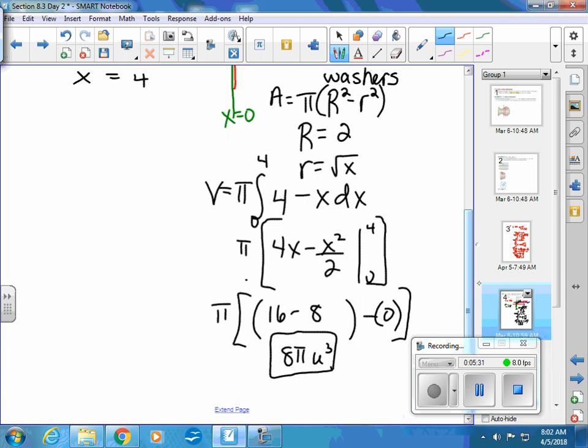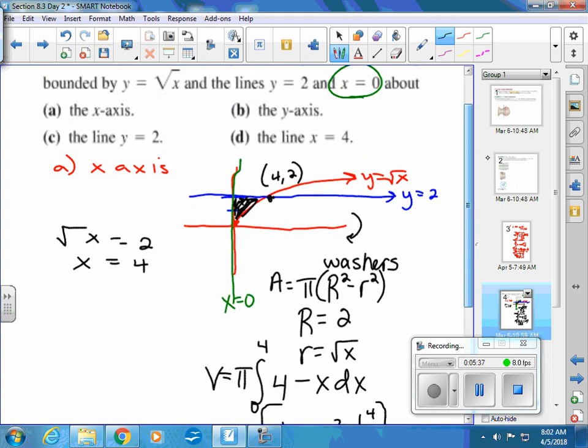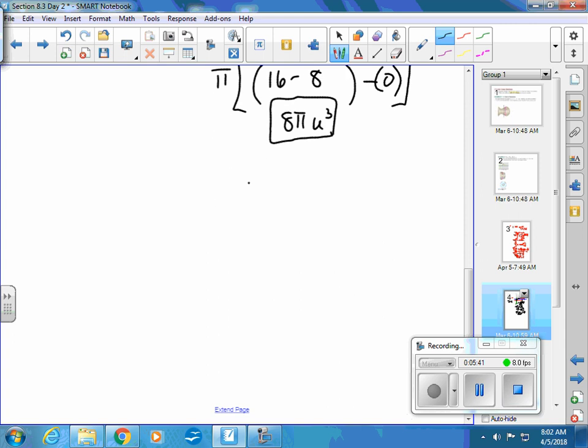All right, so any questions on that right there so far? All right, so now you ready for the next thing? Part B says the y-axis, okay? So part B, y-axis. What you need is you need to draw that picture again.